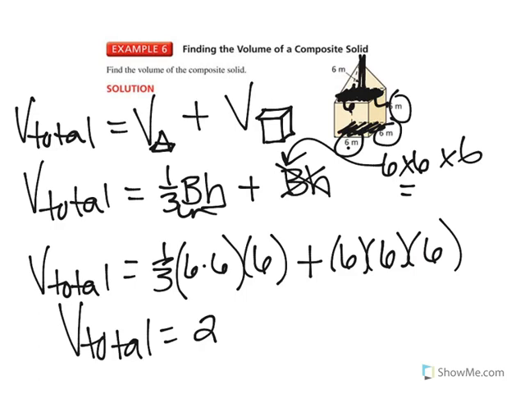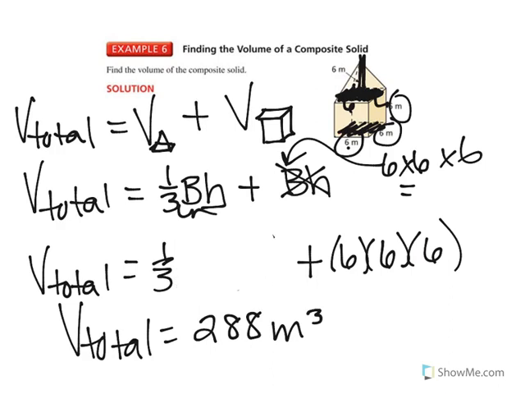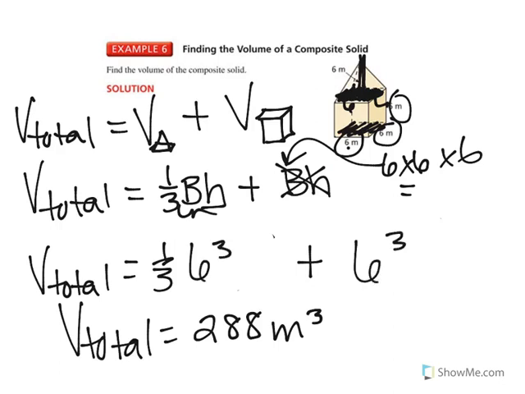you get 288 meters cubed. And if y'all don't like the way this looks, you can actually write this as 6 cubed plus 6 cubed, because it's 6 multiplied 3 times by itself. So 6 cubed. And that does it for volume of pyramids and cones.